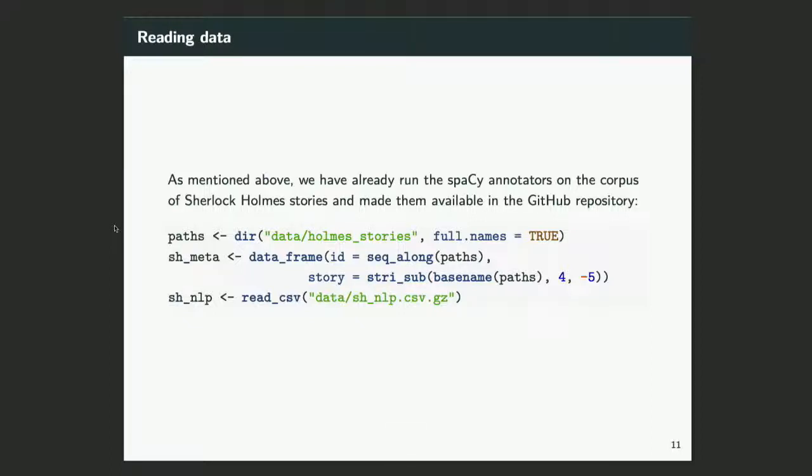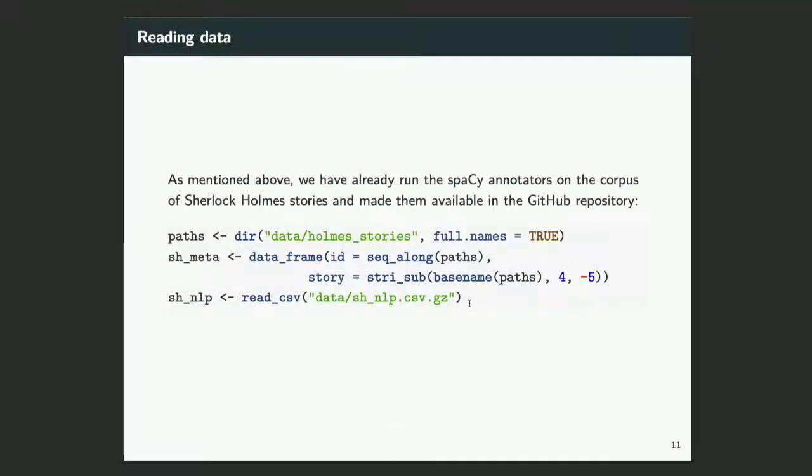So in this slide, I'm just going to create the same metadata that I did before, just so we have the list of stories. If you'd run it in the other one, that would be fine, but this is just to make this deck self-contained. And then I'm going to read in a CSV file that's zipped up just to make it a little bit smaller into R, and that will give me the annotated text for the Sherlock Holmes novel.